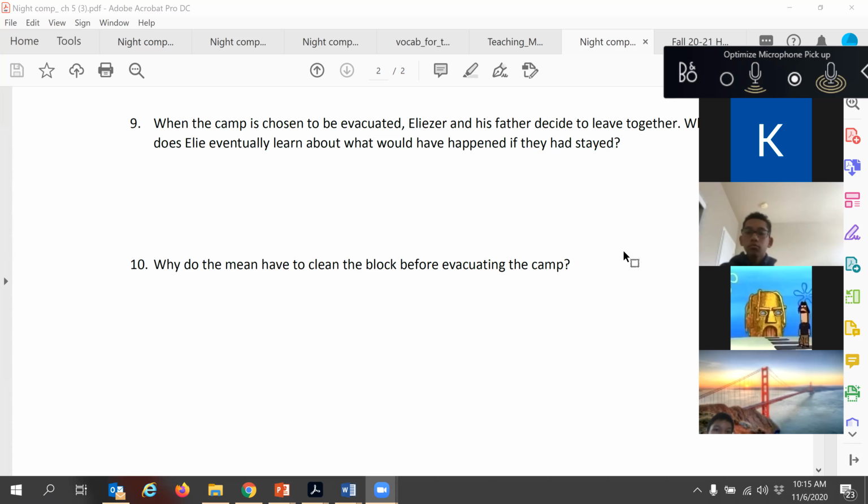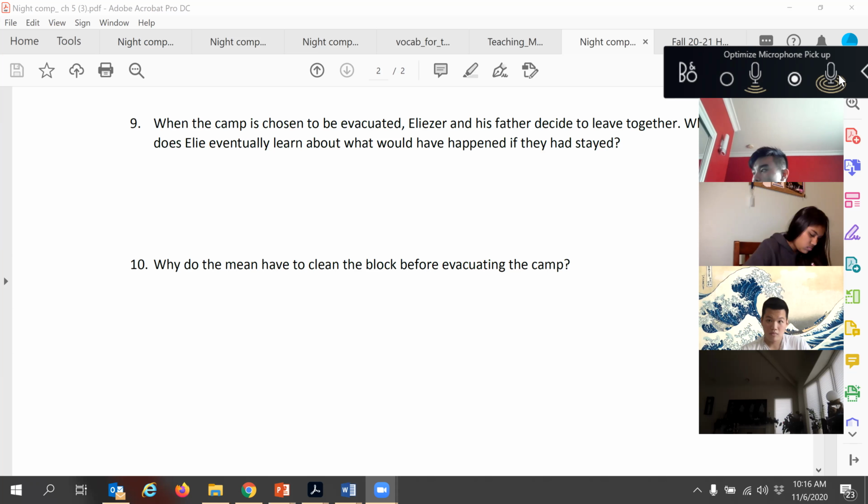Okay, so the Blockälteste tells them that we need to clean this block in order to let the liberating army know that men were living here and not pigs. This kind of shocked Eliezer. He says, oh, so we are men after all. We're not pigs like you've been treating us for this entire time that we've been here. So he's very shocked by this statement, and that happened on page 84.